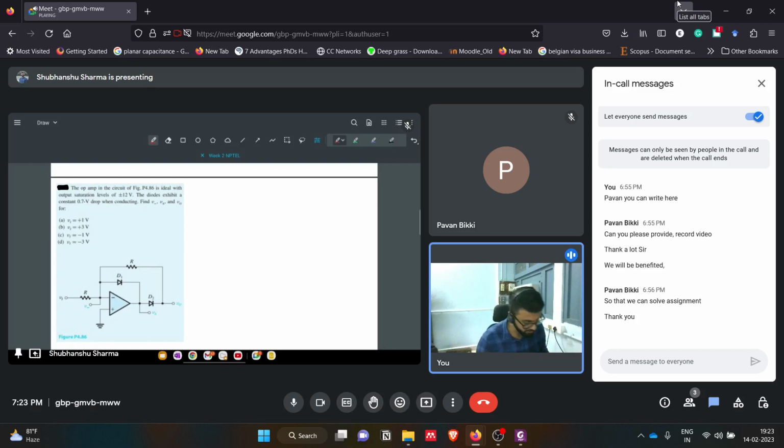Just read the question once. The op-amp in the circuit of the figure is ideal. The output saturation levels are given. The diodes exhibit a constant 0.7 volt drop when conducting. So here they have given a non-ideal diode. We again have to get V minus, VA, V naught.